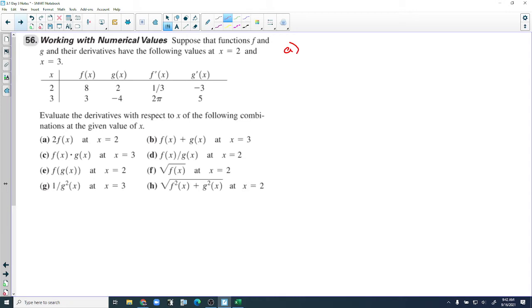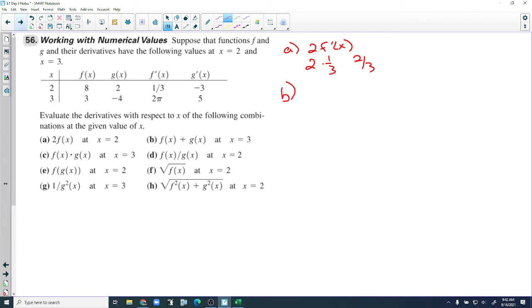Suppose that functions f and g and their derivatives have the following values at x equals 2 and x equals 3. So here's values of f of 2, g of 2, f prime of 2, and so on, and f of 3, g of 3. Evaluate the derivatives with respect to x of the following combinations at the given values of x. So letter A, we're supposed to take the derivative of 2f. Well, that's just 2 times f prime of x. I'm not going to do product rule when it's just a 2. If it's another function, like letter C, definitely product rule. And we're evaluating at 2, f prime of 2 is 1/3, so the answer to this one is 2/3.